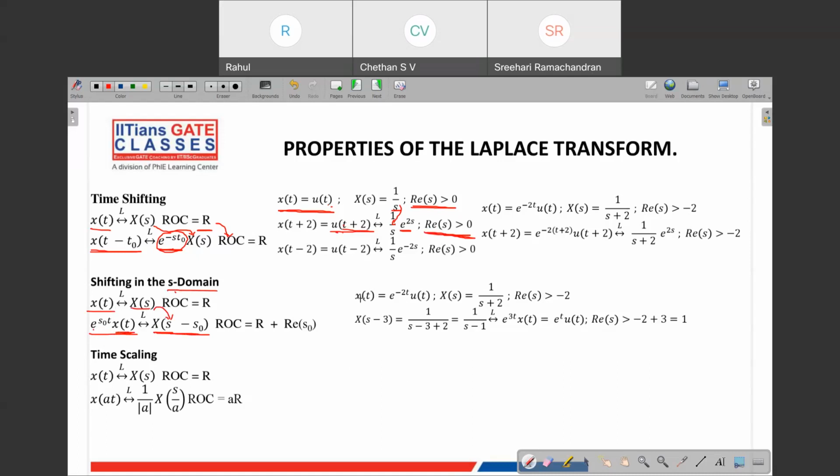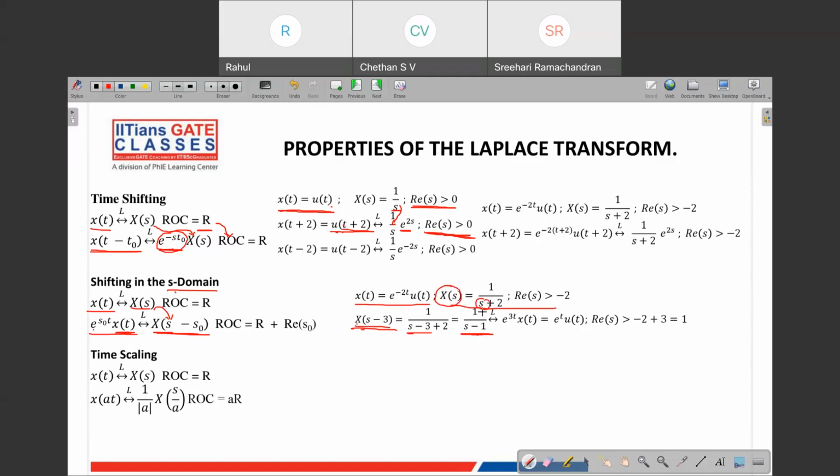Let's look at one example. We have the signal x(t) equal to e to the power minus 2t u(t). Its Laplace transform is this one. Now let's say we have a new Laplace transform which is a shifted version of X of s, that is X of s minus 3. Once you do this, you replace s with s minus 3, and finally you will get this.